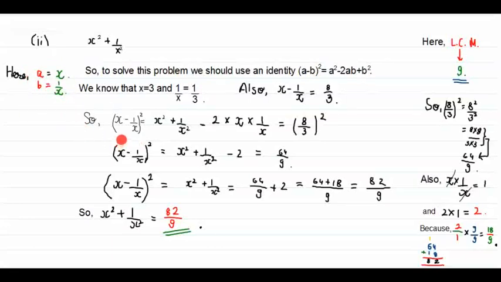So we get the equation as x minus 1 by x whole square, which is equal to x square plus 1 by x square minus 2 into x into 1 by x, as minus 2 into a into b, because a is equal to x and b is equal to 1 by x. Also we know that x minus 1 by x is equal to 8 by 3, so x minus 1 by x whole square will be equal to 8 by 3 whole square. In our next step we get x minus 1 by x whole square is equal to x square plus 1 by x square minus 2 is equal to 64 by 9.